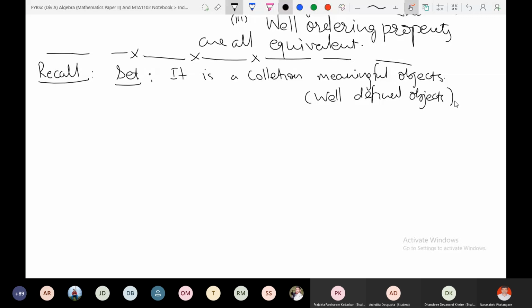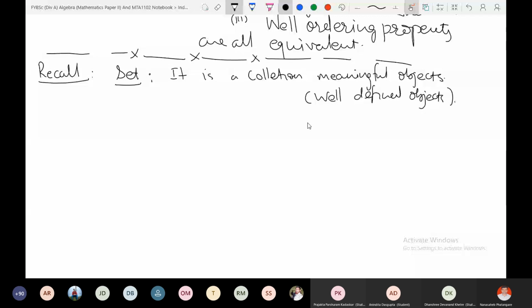Suppose you say that I have books, then it doesn't make sense. I have a collection of books. Which books? Unless you define the name of each and every book, the collection is meaningless, right? So just saying I have a collection of books doesn't make any sense. Whatever you are saying, it is a collection, and it is meaningful.